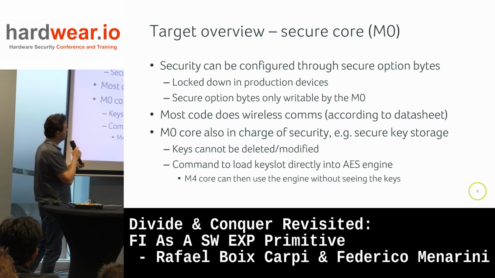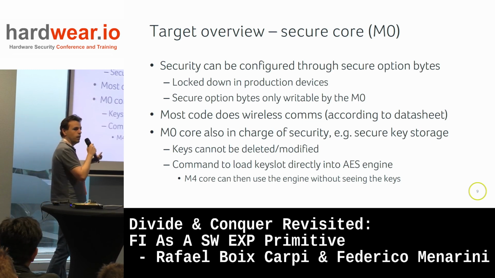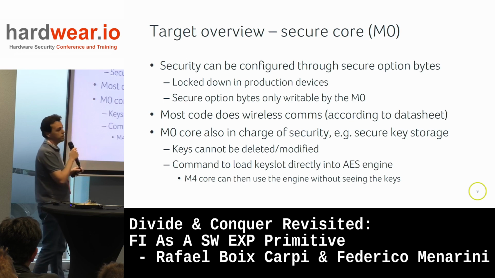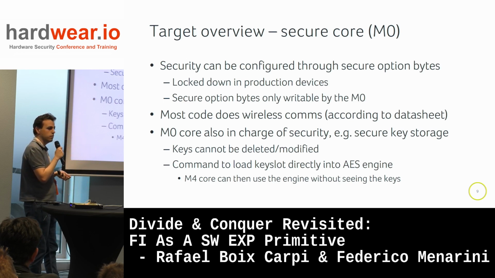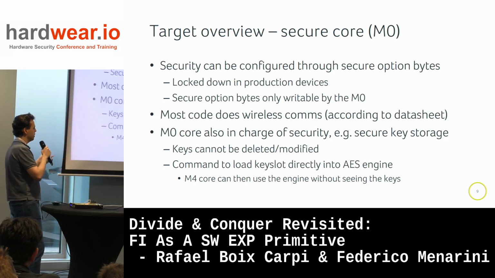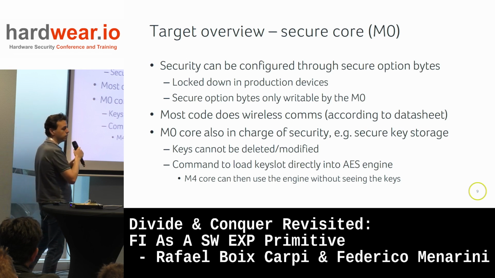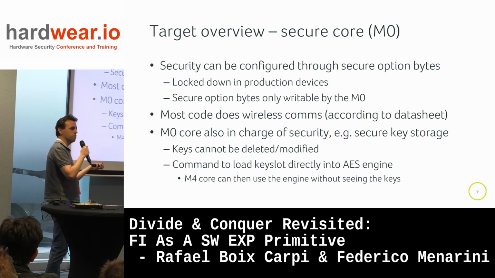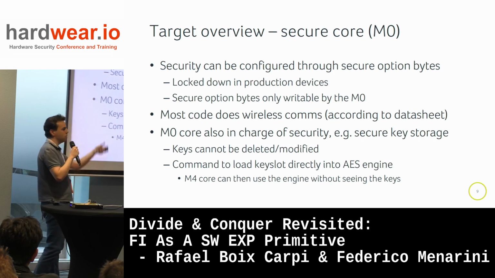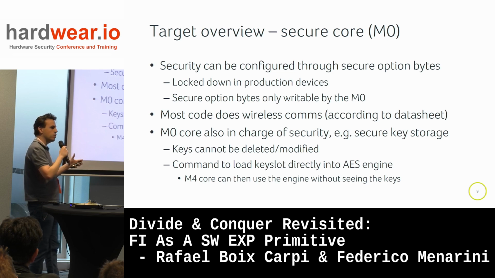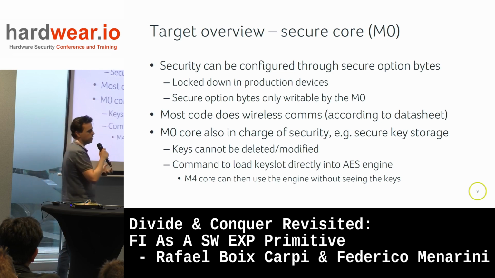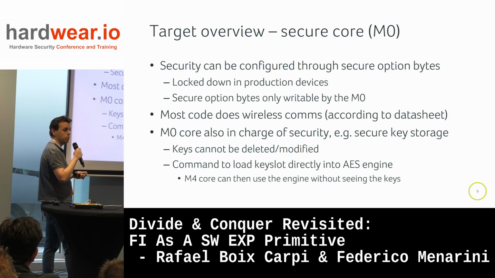Then most code in this secure core does wireless stuff, but it also does some things which are critical to security. For example, secure key storage. If as a user you want to use this security enclave, let's call it that, then you can install keys, or even ask for keys to be installed, and from the non-secure world you can use them. You can say, I want to use key slot 3. The secure core will load the key from key slot 3, and then the non-secure world can use it, but doesn't see the key at all.